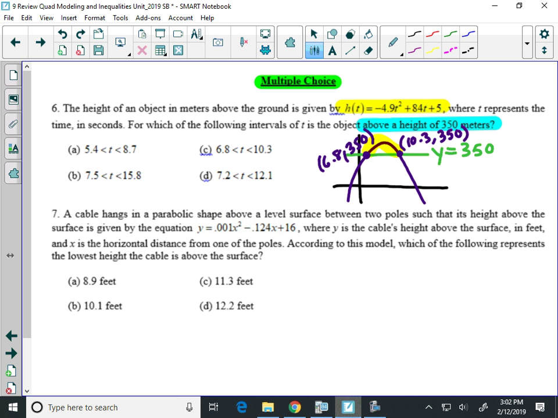So for the interval, I always do my interval based on the times, the x's. It looks like it's between 6.8 and 10.3, which is only the option for C. All right, so hopefully that helps you review there. We'll do another one on this third video of a quadratic inequality.